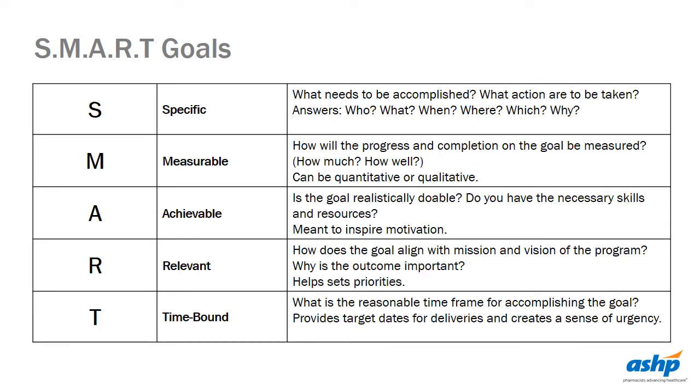M stands for measurable, which is pretty self-explanatory. How are you going to measure the goals that you set? These measuring tools can be quantitative, such as 90% graduation rate, or qualitative, such as student surveys or evaluations. A stands for achievable.